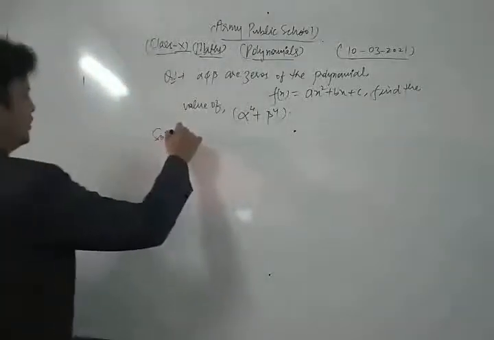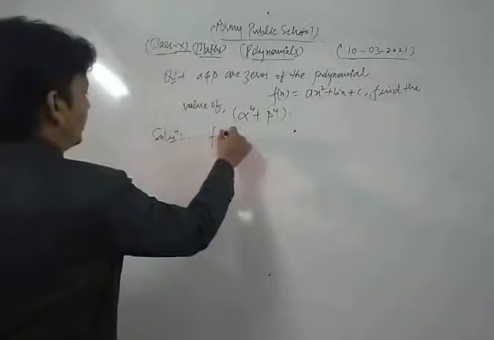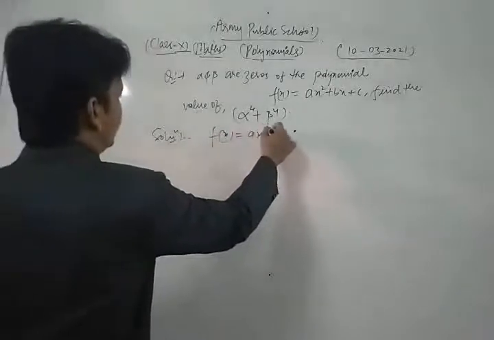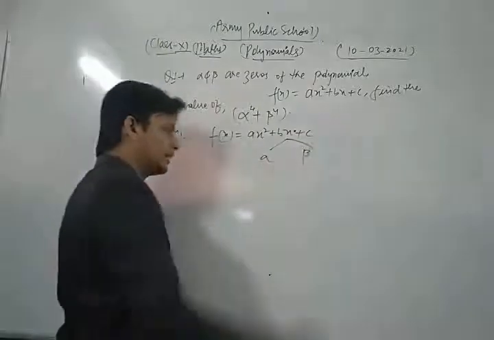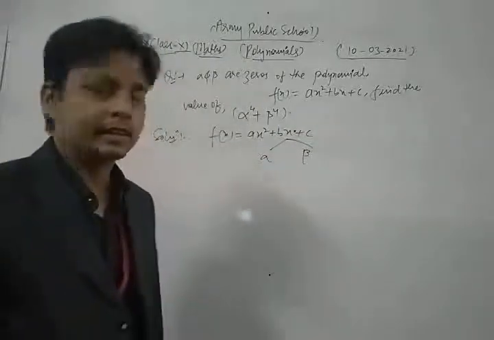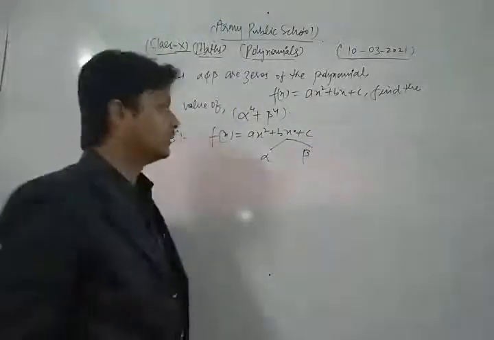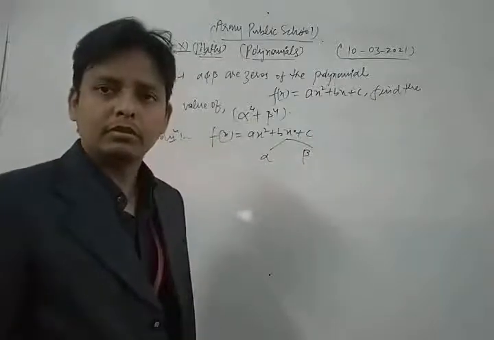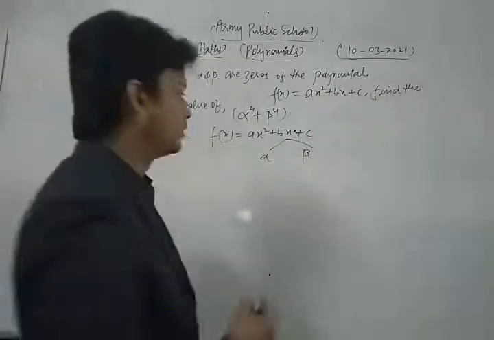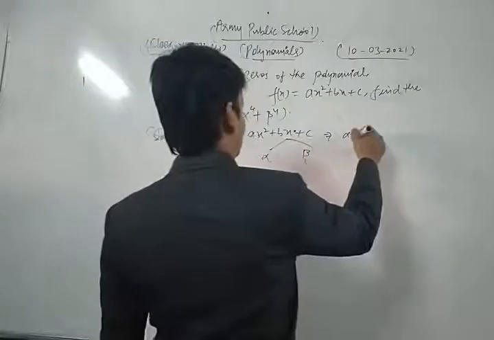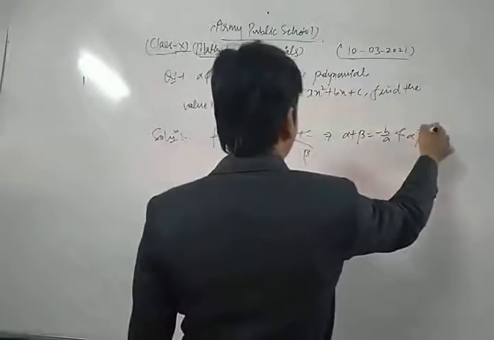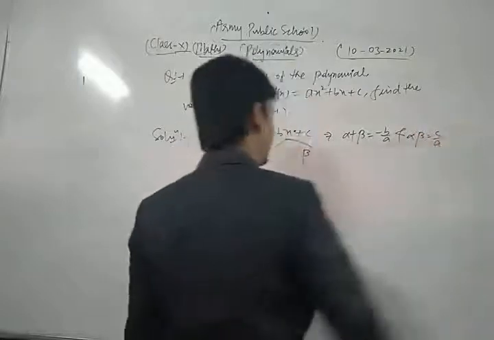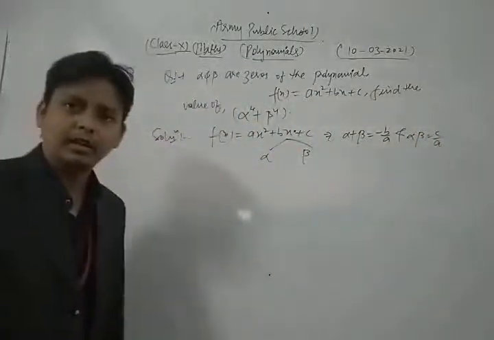Dear student, first of all we have the polynomial f of x is equal to ax square plus bx plus c. Here two zeros of that polynomial, named alpha and beta, are given. Now first of all we find the sum of zeros and the product of zeros. The sum of the zeros is minus b by a, and the product of the zeros is c by a. We have two relations. Okay.